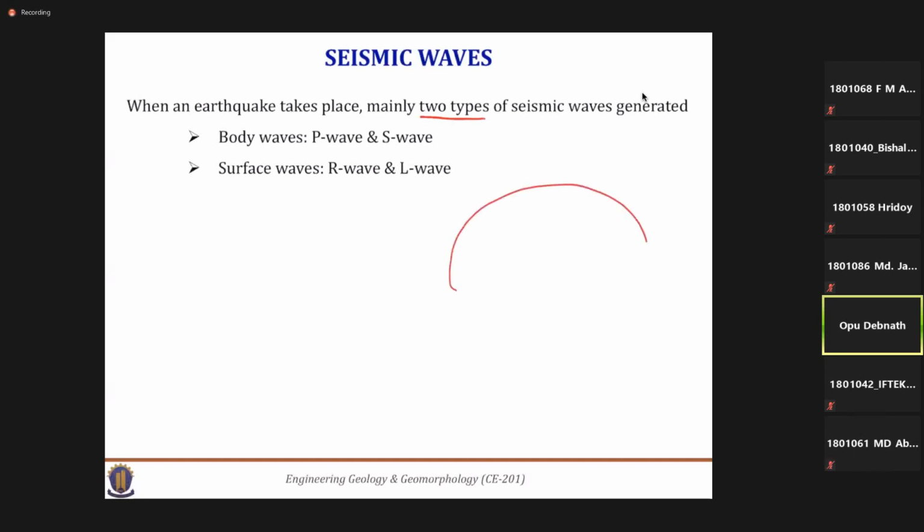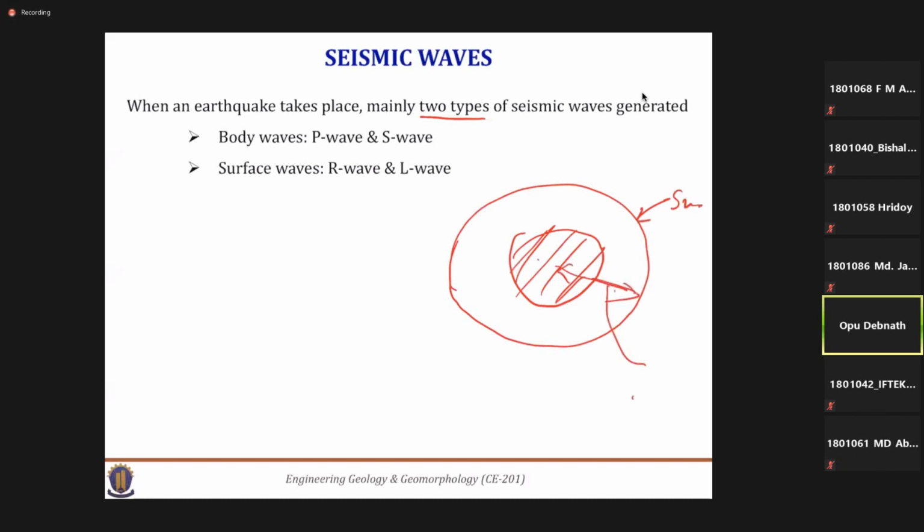If we simply discuss, suppose this is our earth, this is the core. Okay, this is the surface, and all of this portion is the body, that means the inner body of the earth. So the waves that pass through the body will be called the body wave, and those that pass through the surface will be termed the surface wave.